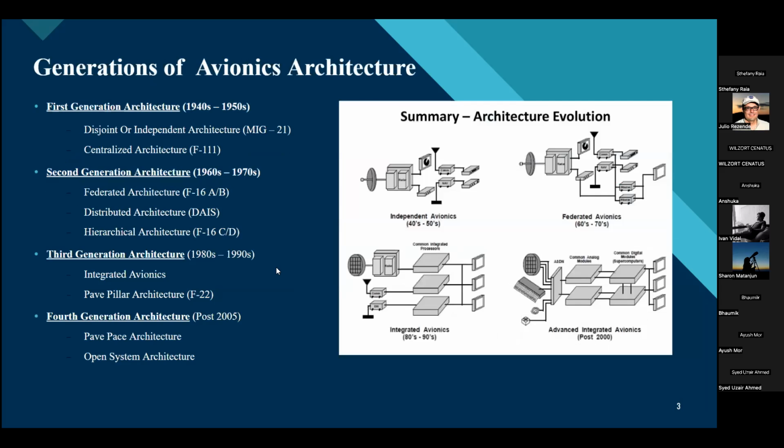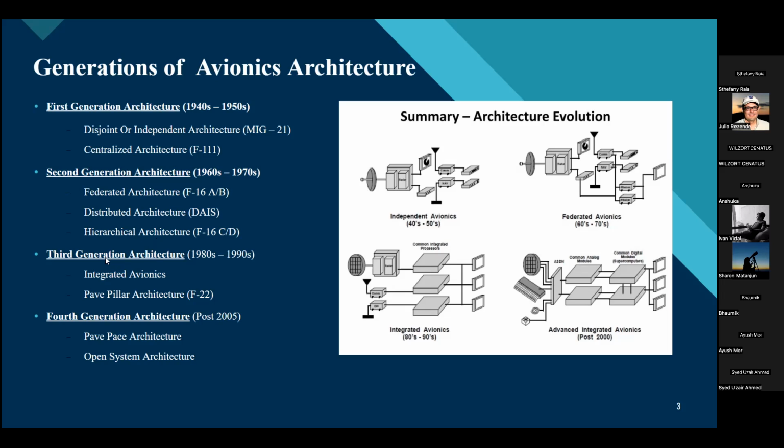Next, we have the generations of avionics architecture. The first generation architecture, from the 1940s to 1950s, was called independent architecture, and it was used in the MiG-21. The other one was centralized architecture. Then the second generation architecture, from the 1960s to 1970s, has three types. It's named federated architecture, which was used in the F-16, a fighter aircraft of the US. Then we have distributed architecture and hierarchical architecture.